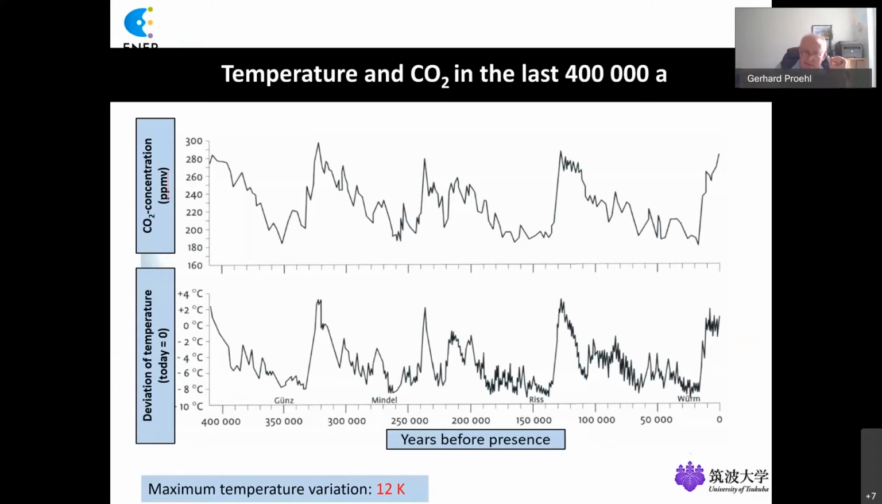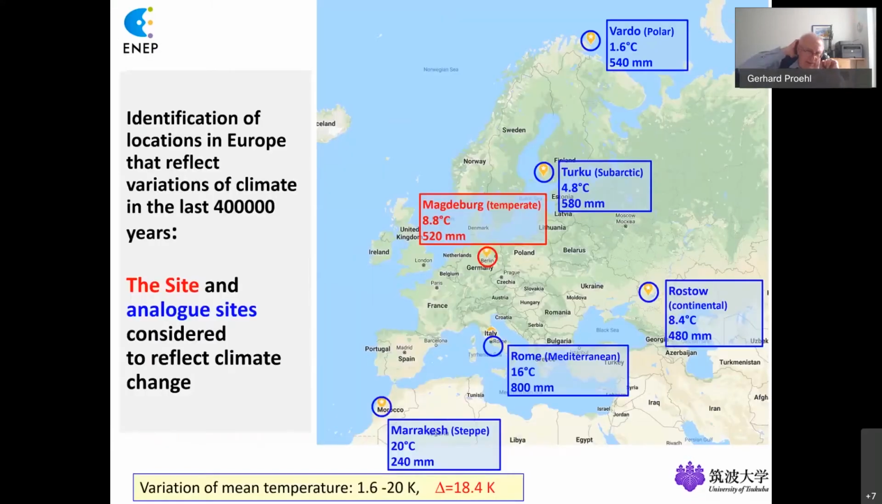You see very well the warm periods and the ice ages. So we had in the last 400,000 years 4 relevant glaciations. And this is important to know, and it's also important to know that we look at this 12 degree Kelvin. This is a variation between cold periods and warm periods. So this comes to the question, how can we identify locations in Europe that reflect the variations of climate in the last 400,000 years?